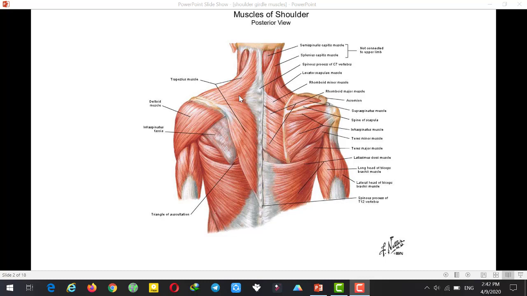But the important role of the trapezius for the upper limb is abduction of the upper limb and steadying of the scapula. Okay, abduction beyond 90 degrees. Another muscle that we have is latissimus dorsi.